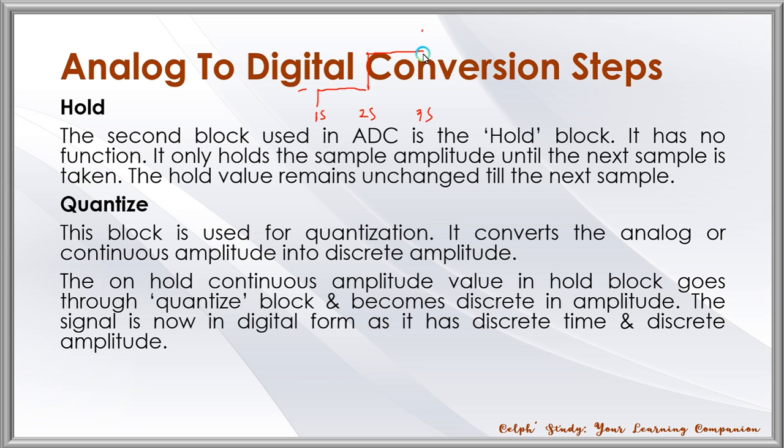Next, we have the quantizer, or what we call quantization. It converts the analog or continuous amplitude into discrete amplitude. The held continuous amplitude value goes through the quantizer block and becomes discrete in amplitude. The signal is now in digital form, as it has discrete time and discrete amplitude. So this means we have converted it into its digital, discrete values.